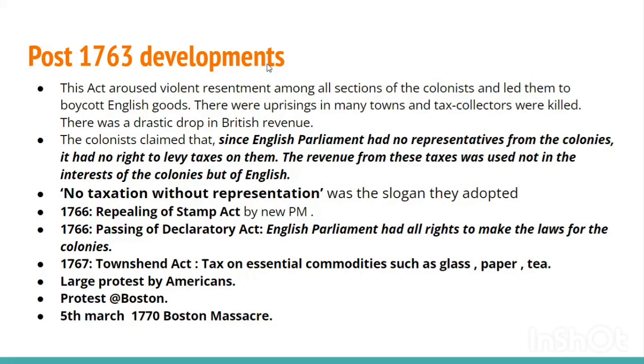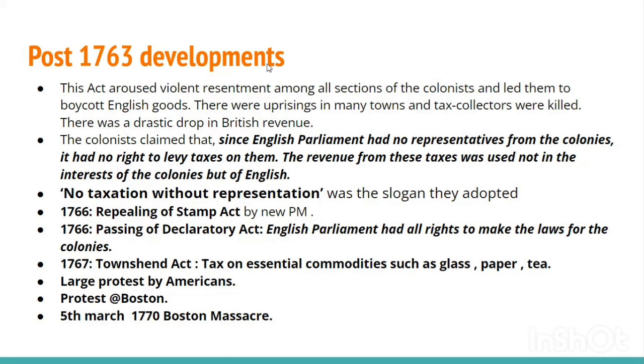According to this Townshend Act, taxes were imposed on essential commodities, basic commodities like glass, paper, and tea. Similar things you can identify with the Indian freedom struggle. Taxes were imposed on an essential commodity like salt, and we saw the outcome of that was the Dandi March. On similar lines in America, taxes were imposed on essential commodities like glass, paper, and tea, and Americans protested against this Townshend Act.